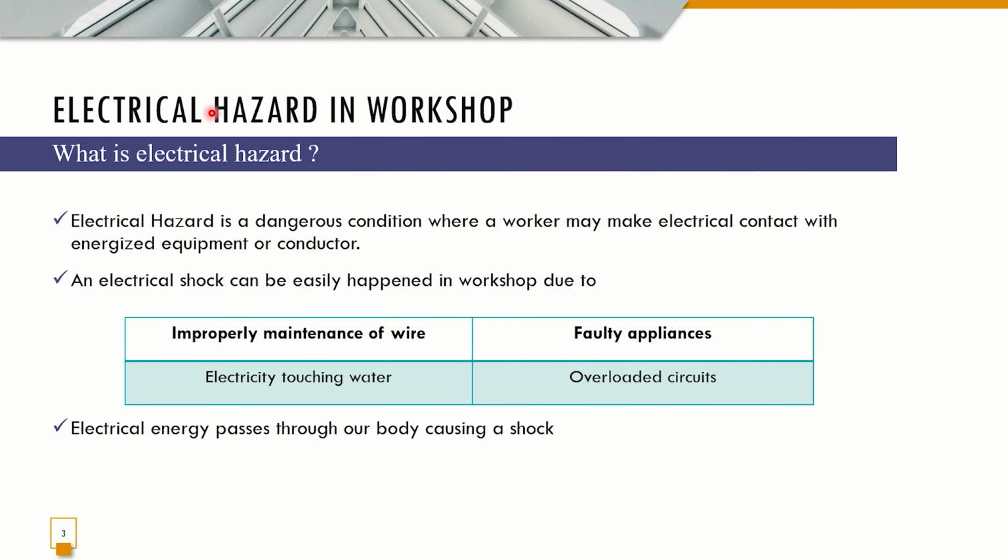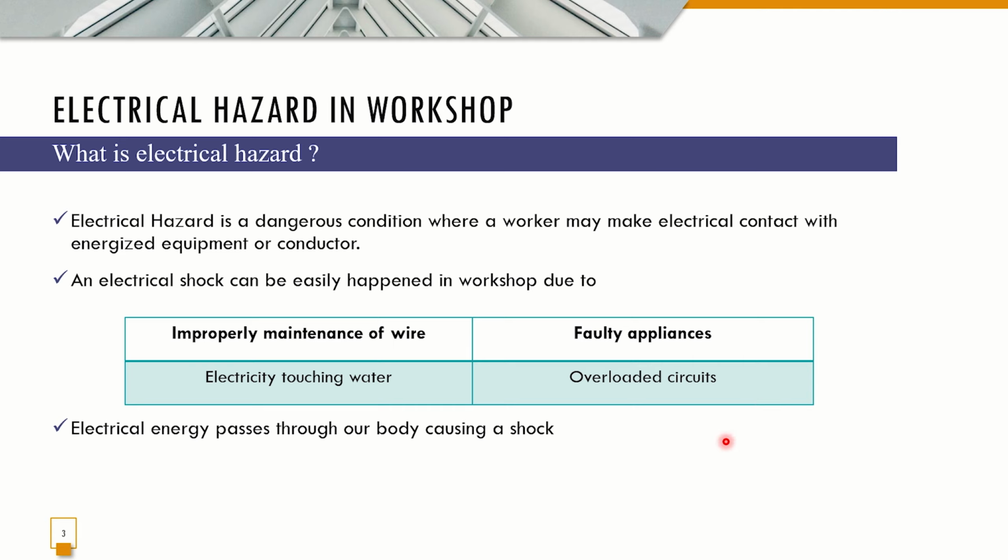First of all, what is electrical hazard? Electrical hazard is a dangerous condition where a worker may make electrical contact with energized equipment or conductor. So in this presentation, we are going to discuss 4 hazards which can commonly happen in workshop: improper maintenance of wire, electricity touching water, faulty appliances, and overloaded circuits.